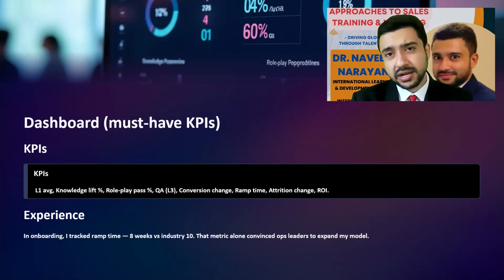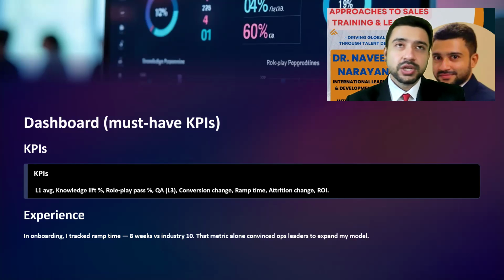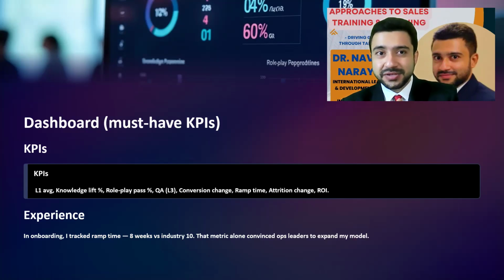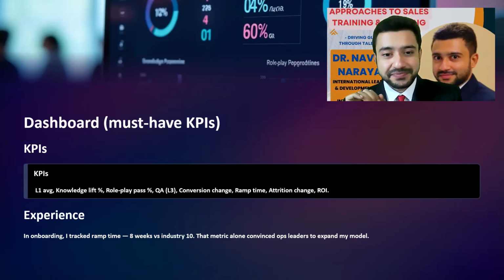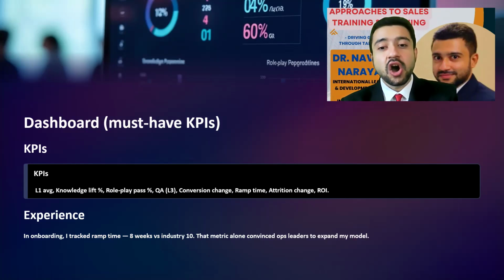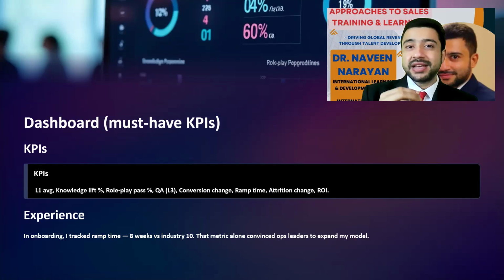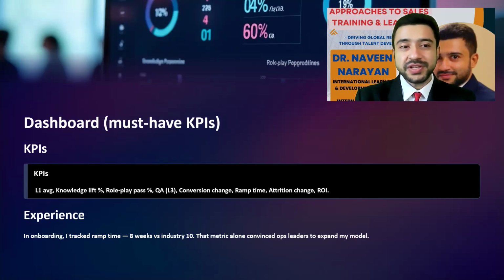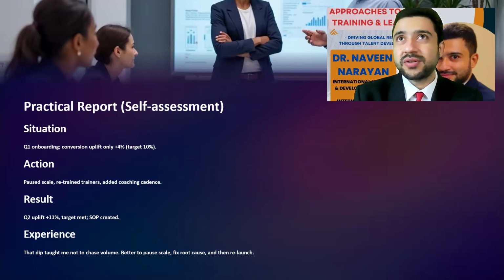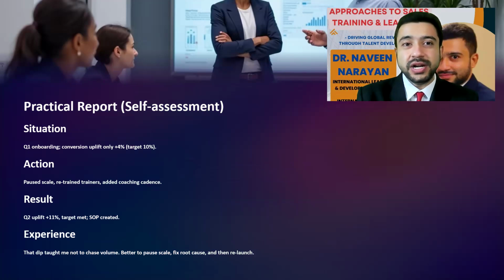Now, if I may share one of my experiences: in onboarding, I usually tracked ramp time. What happened was 8 weeks versus the industry's 10. This metric alone convinced operations leaders to expand my model. Within 8 weeks, versus the industry's 10, we were able to develop our onboarding in a much smarter way, so it was easy for us to grow in a world where business and revenue are very important.